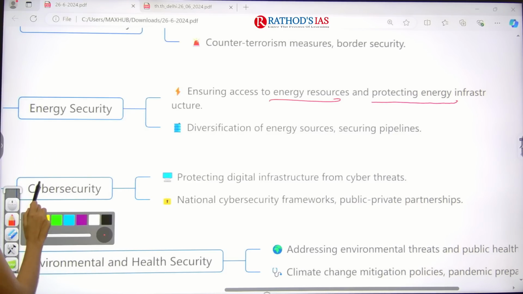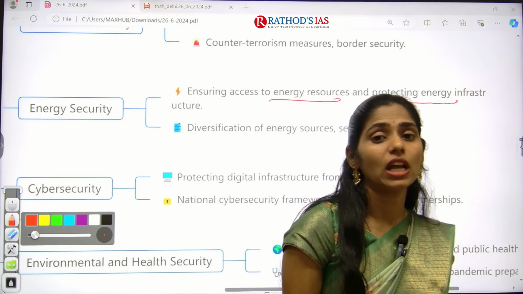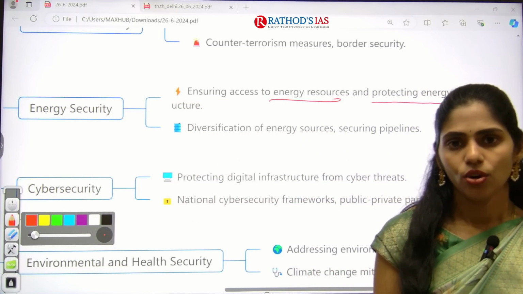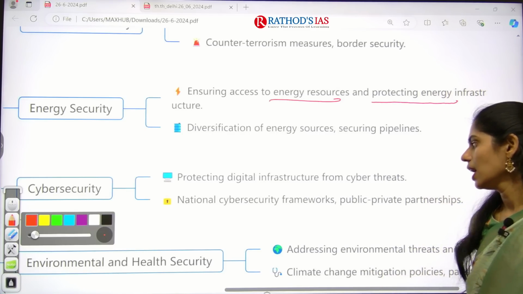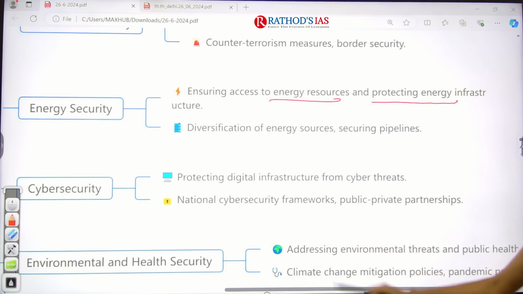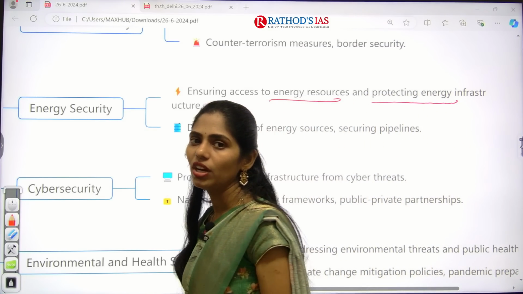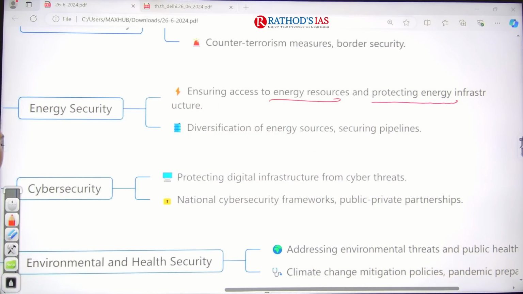And next one is cyber security. In cyber security also we have to protect our digital infrastructure. Digital infrastructure should be protected, and we need to have proper national cyber security frameworks, and even if possible we can come up with public private partnerships in this also.